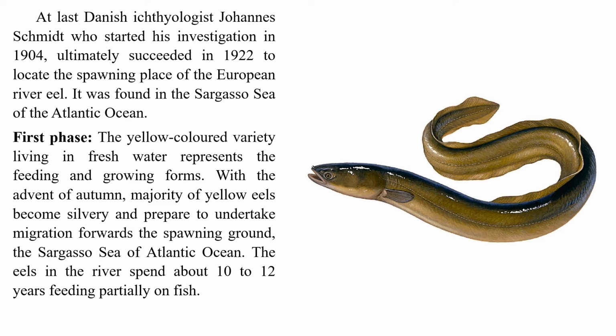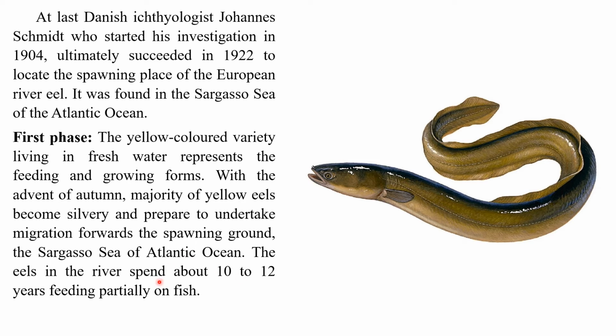So this is the picture of the European eel. In the first phase, the yellow colored variety living in fresh water represents the feeding and growing forms. Look at this, this is having some greenish yellow color, and these represent the feeding and growing forms. They generally inhabit the freshwater habitats of Europe, the rivers and ponds and pools which are connected.